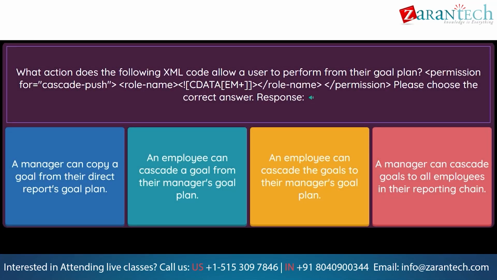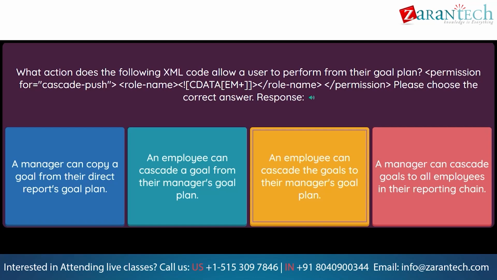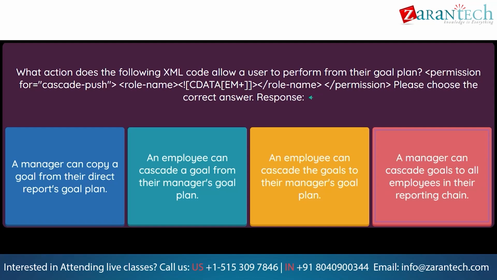Question: what action does the following XML code allow a user to perform from their goal plan? Permission for equals cascade push. Role name, data m plus / role name / permission. Please choose the correct answer. Response: Option 1 A manager can copy a goal from their direct report's goal plan. Option 2 An employee can cascade a goal from their manager's goal plan. Option 3 An employee can cascade the goals to their manager's goal plan. Option 4 A manager can cascade goals to all employees in their reporting chain.